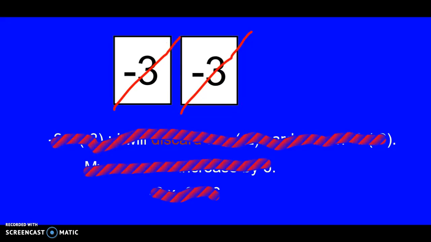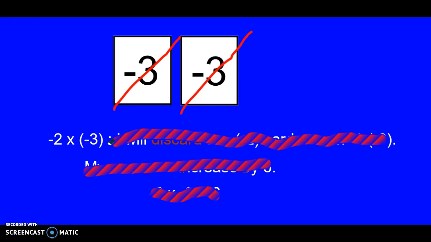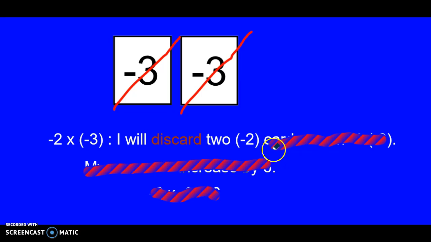The fourth scenario is the most difficult to use, especially with the integer game. But what we're saying now is, what if I have negative 2 times negative 3? The first factor tells me that I will be discarding 2 cards. And if each card is worth a negative 3, how will that change my score? I will get rid of 2 negative 3s.